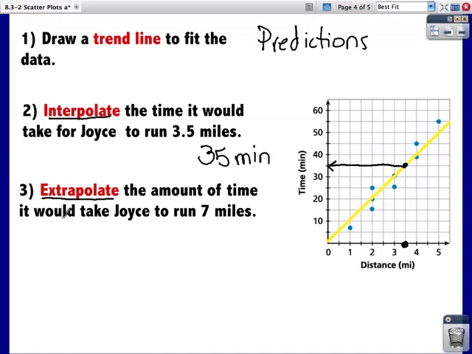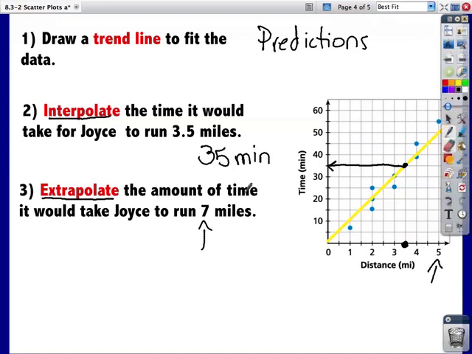Okay? Now, to extrapolate something, that means we want to know how long it would take to do something that's beyond what's shown on the graph. So how long would it take her to run 7 miles? The graph only goes up to 5, so we have no information on here that would tell us how long it would take her to run 7 miles. So this is where things get interesting.